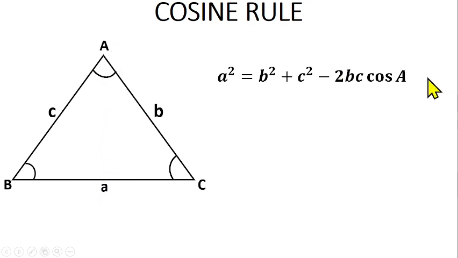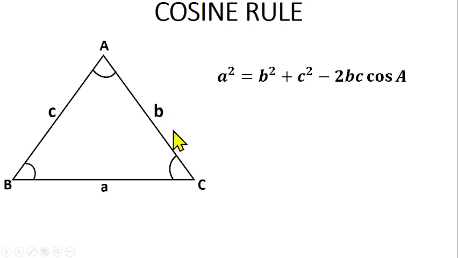Even if I'm looking for angle A here as well, assuming I'm looking for this angle A, that means I'll be given this side a, the side facing it. So I will still use this cosine rule as well: a squared equals b squared plus c squared minus 2bc cos A.